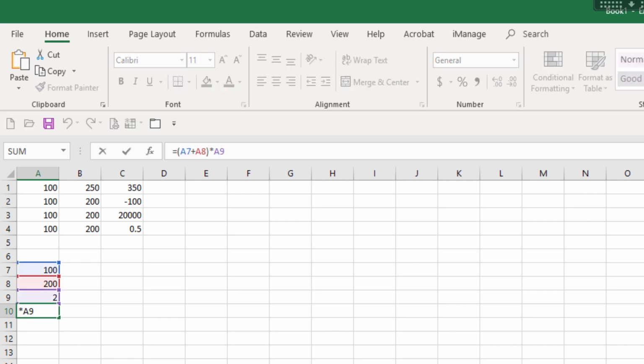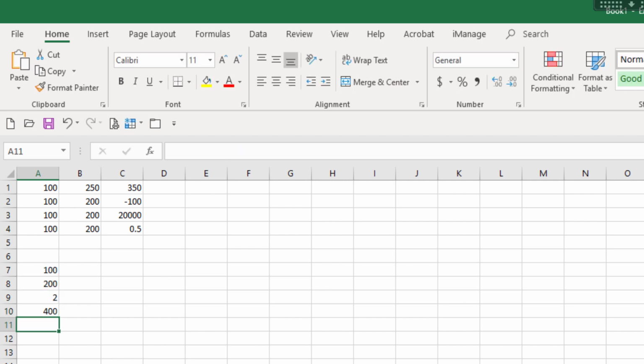Also, when entering calculations, you may include actual values, such as I did there by subtracting 200 at the end of that formula.